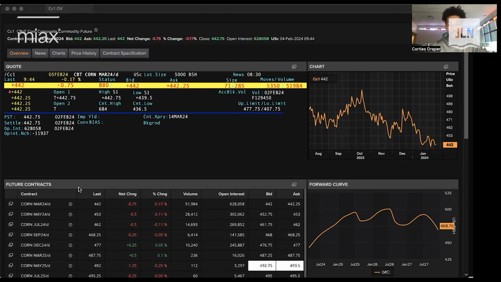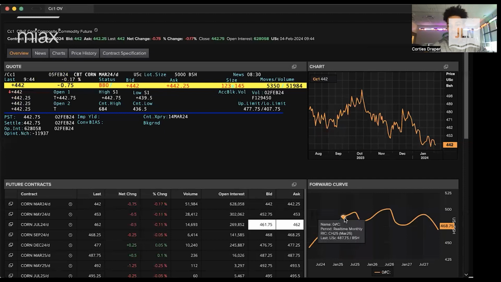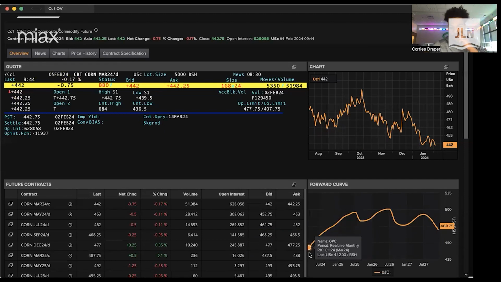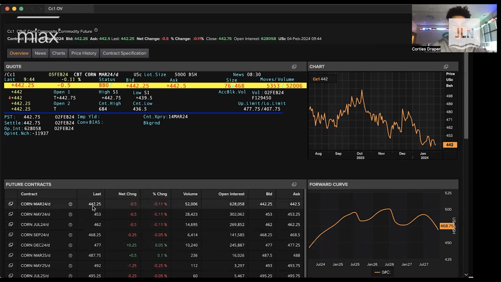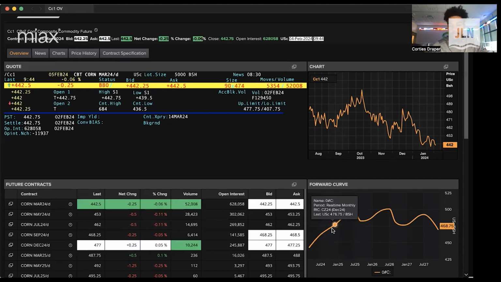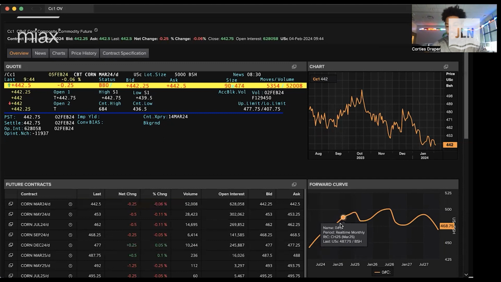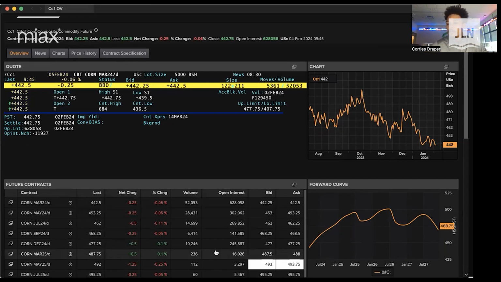And here we can see the futures price is higher than the spot price. So this is in Contango. If we see right here on the forward curve, we have March CH24, which is exactly on here, trading at $442. We can see that same data here, $442 for the CH24. And then if we go 1 year into the future, CH25, that March 2025 corn is trading at $487.